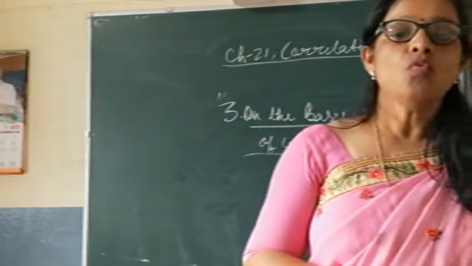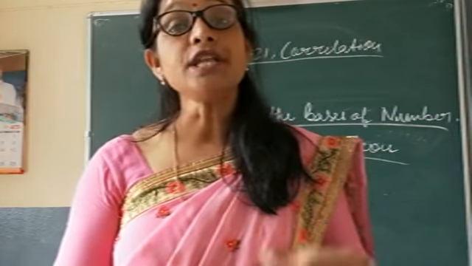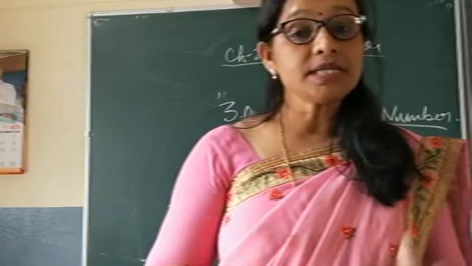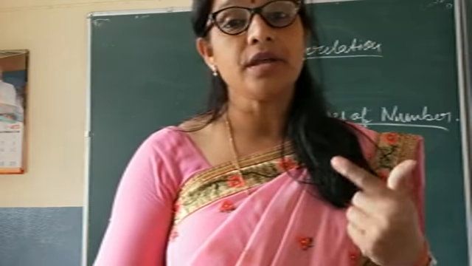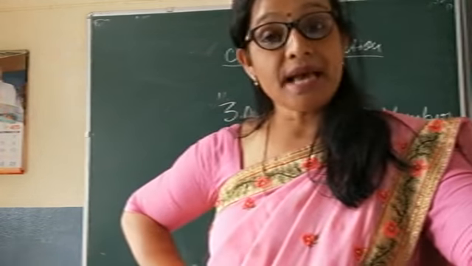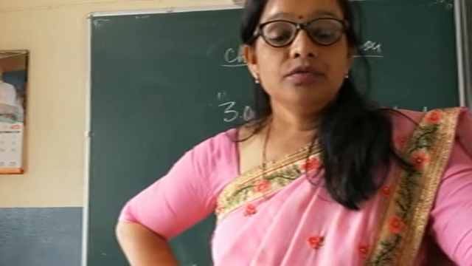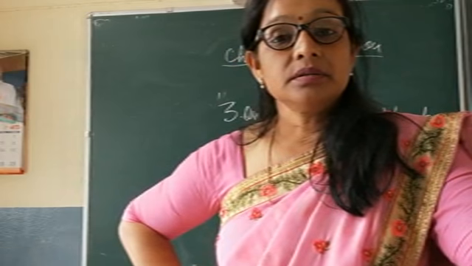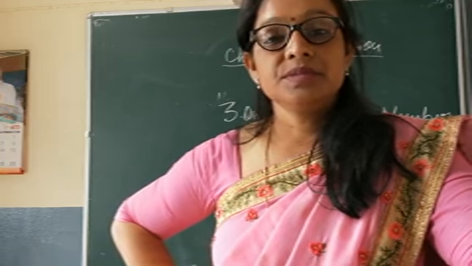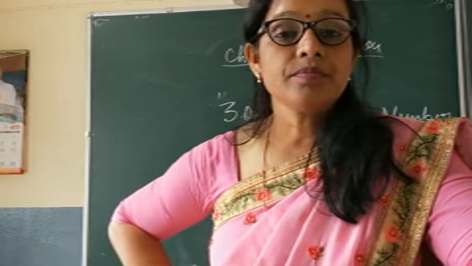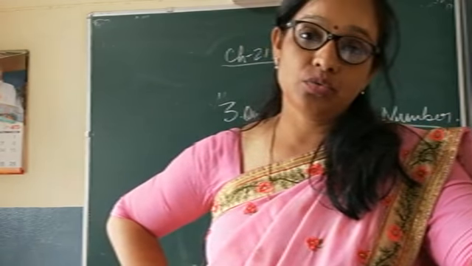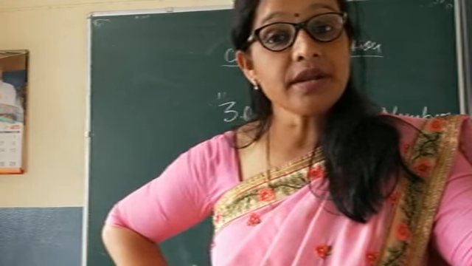What is multiple correlation? Write the second one, multiple correlation. When more than two variables are involved, then it is called multiple correlation. Full stop. Then write for example, income, demand, economic growth. I have taken three variables: income, demand and economic growth. Is it clear? So here more than two variables are involved.